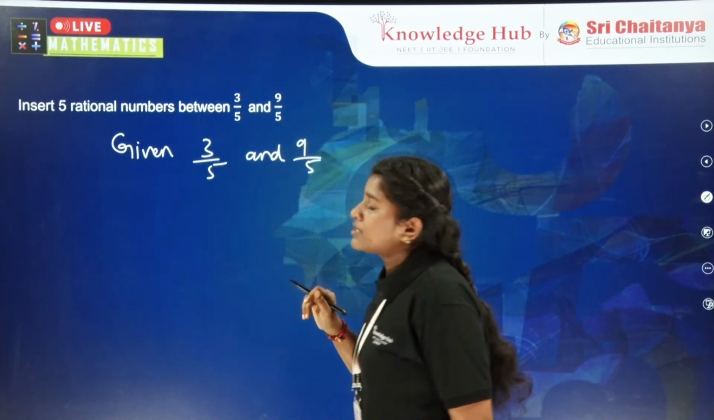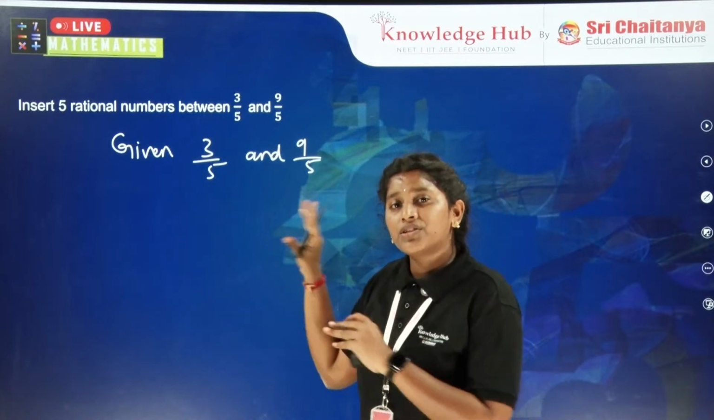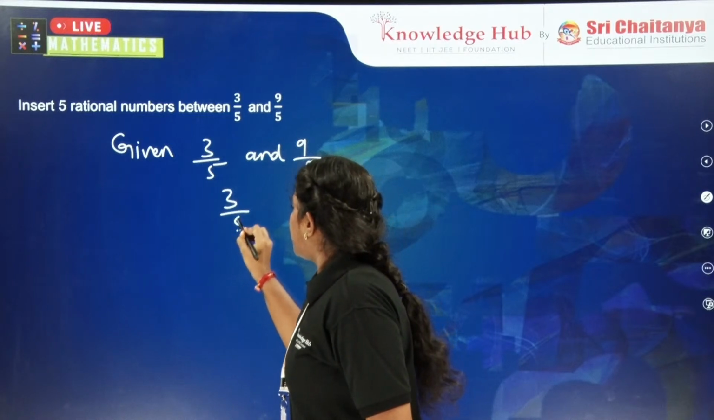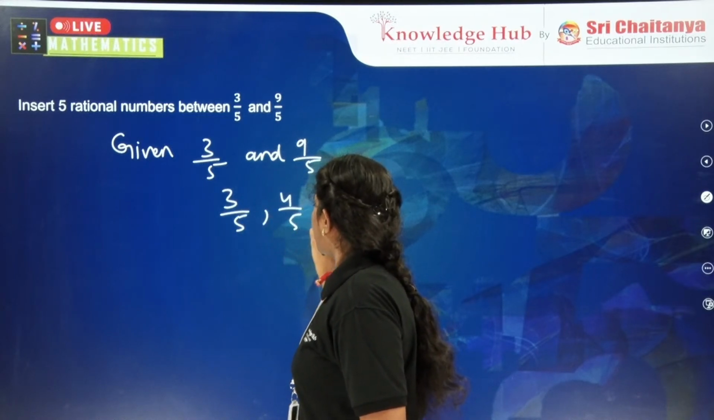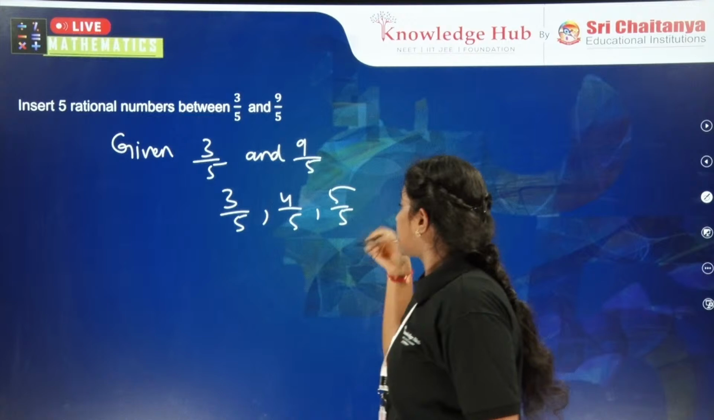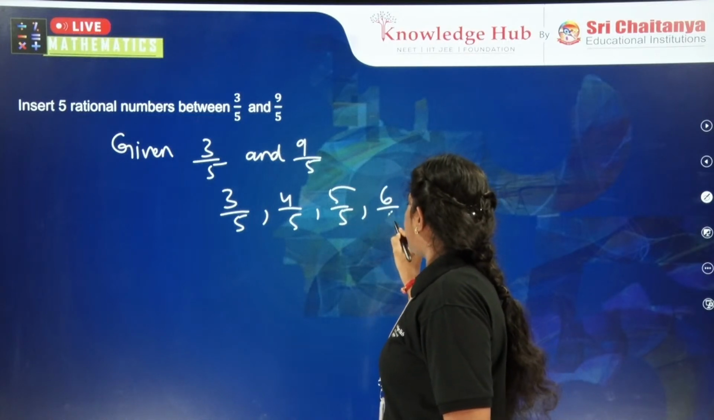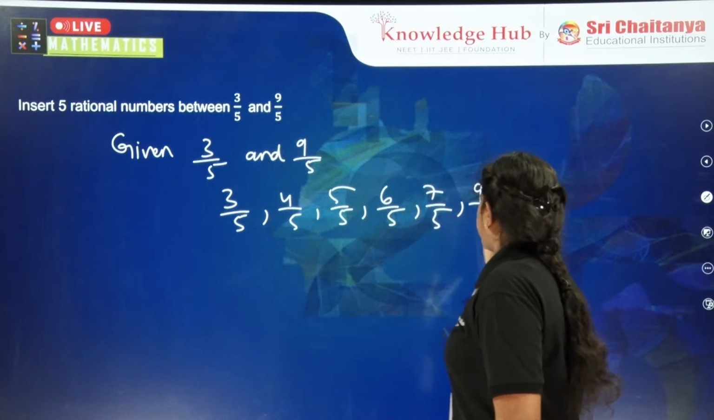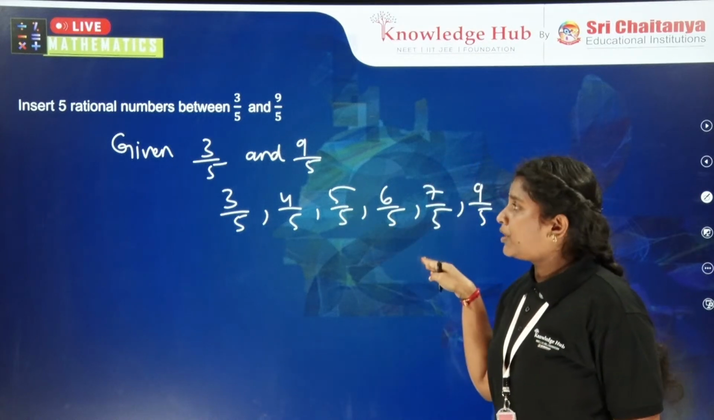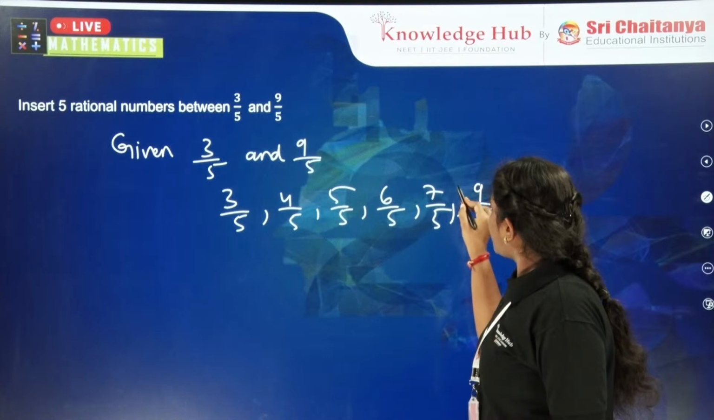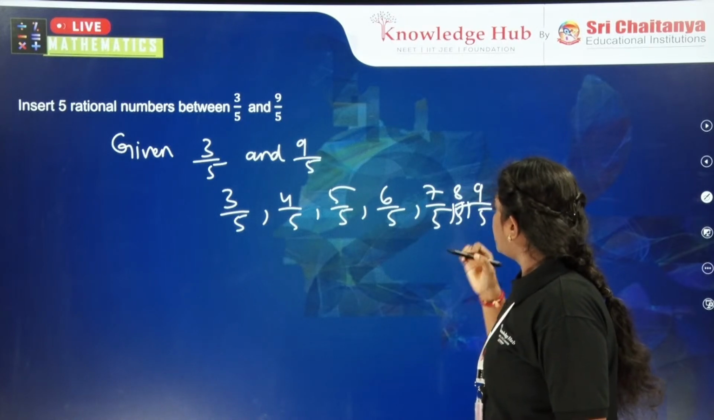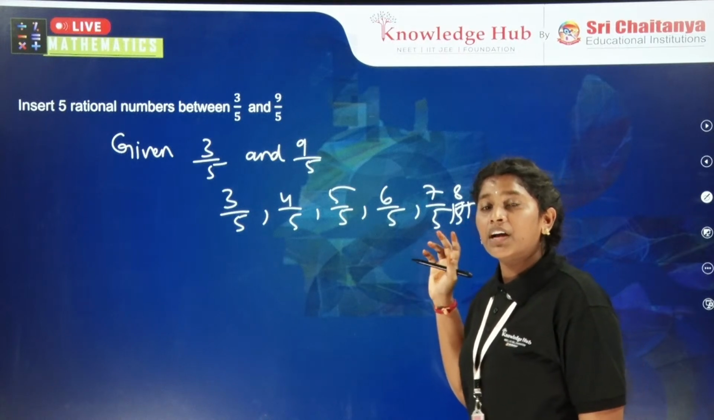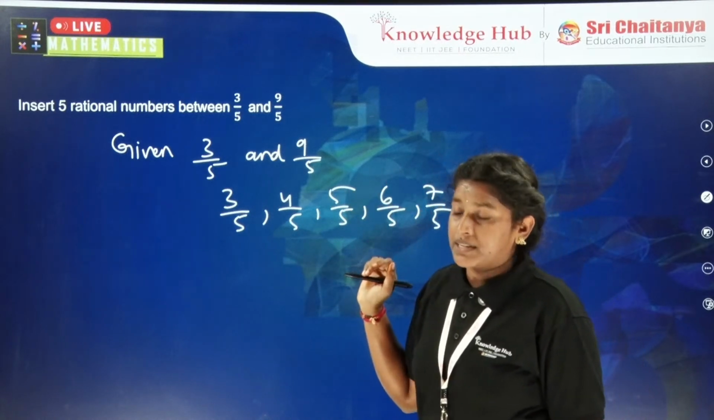So if you observe here, simply we can insert the 5 rational numbers between 3 and 9. So what will they become? 3 by 5 comma 4 by 5 comma 5 by 5, which is nothing but 1, comma 6 by 5 comma 7 by 5 comma 9 by 5. Okay, so I need only 4. They are asking 5, so it will become 8 by 5 comma 9 by 5. So here we inserted the 5 rational numbers between the given two rational numbers.